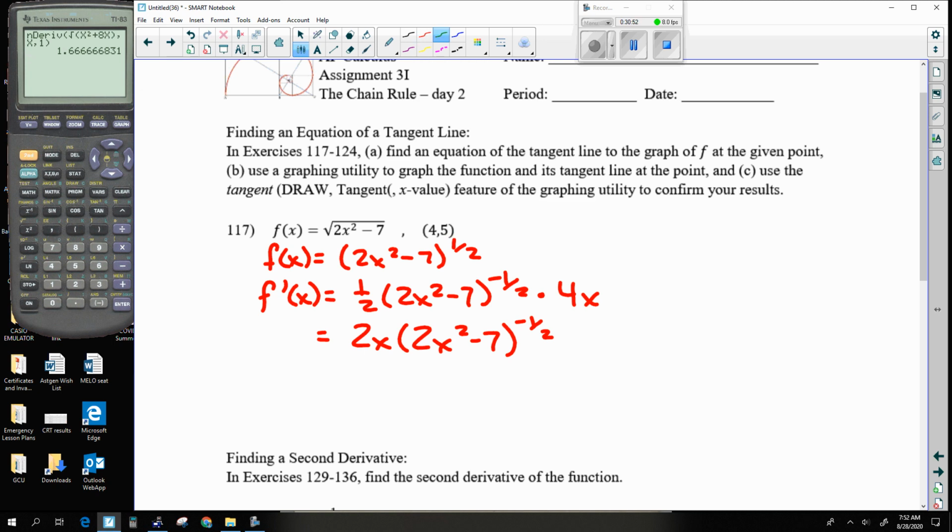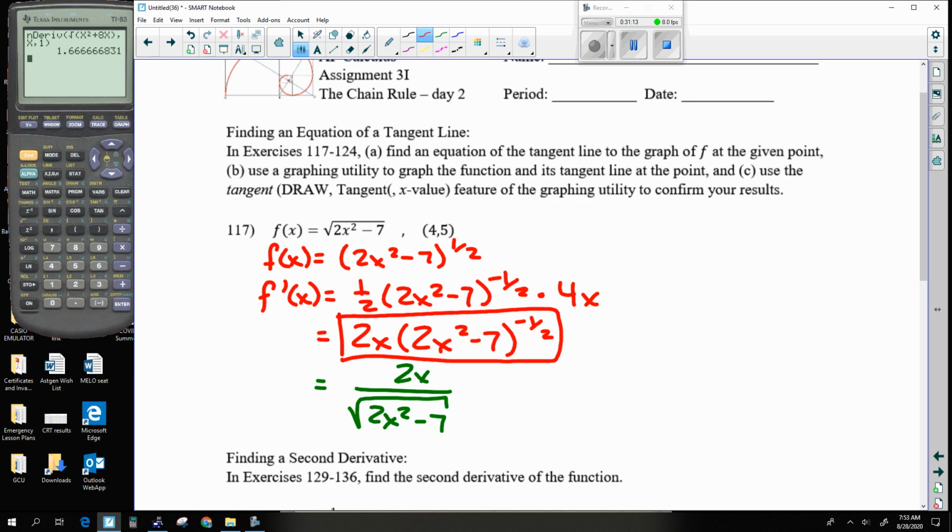What this may look like to the untrained eye is 2x over the square root of 2x squared minus 7. That's all to the negative 1/2. So there it is. All right, so I like the red version. That's what I like. But mathematically, it might be easy to get this green answer. Okay.